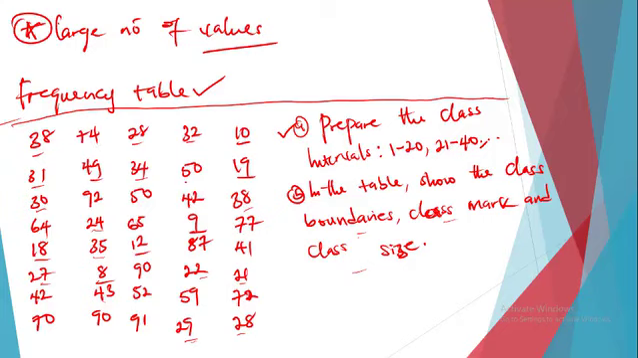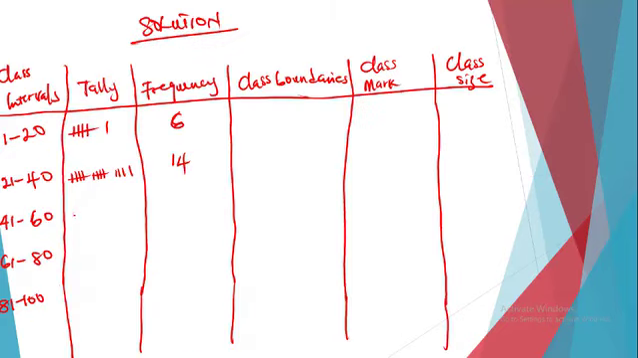1 2 3 4 5 6 7 8. We have 41 to 60. We have this 9. Okay, there are 9 of them. 1 2 3 4 5. 1 2 3 4. We write down a 9.